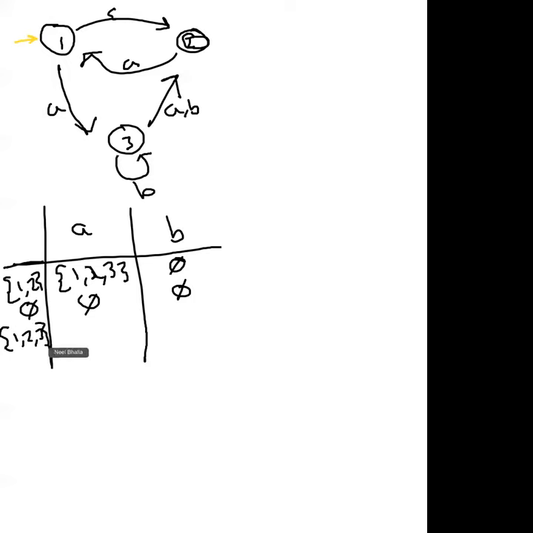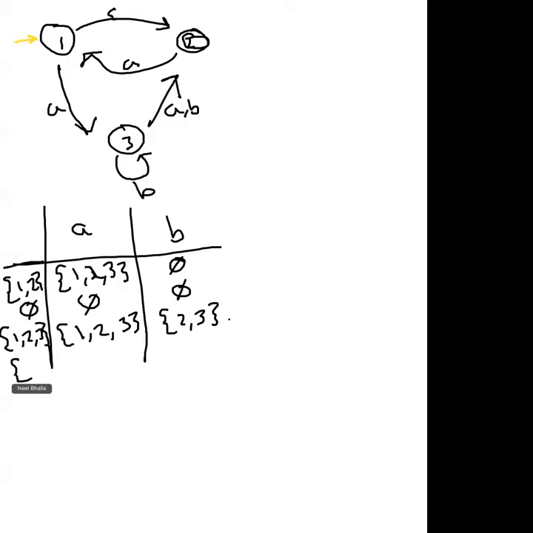And then for {1, 2, 3}, if we read an A, we can reach 2. 2 goes to 1, and the 1 thread will go to 3. So we stay at the state {1, 2, 3}. And when we read a B, well, the 2 state doesn't have any transitions. The 1 state doesn't have any transitions. But the 3 state stays at 3, and it also goes to 2. So the next subset will be {2, 3}.